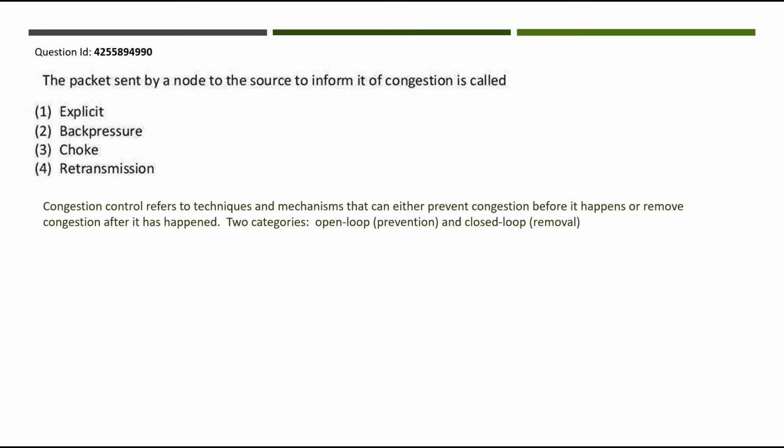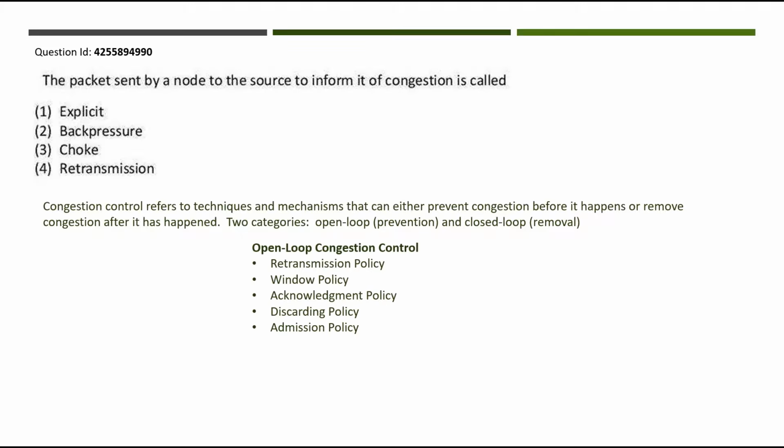Next question. The packet sent by a node to the source to inform it of congestion is called. Congestion control refers to techniques and mechanisms that can either prevent congestion before it happens or remove congestion after it has happened. So we are dividing this into 2 categories. Open loop techniques come under prevention and closed loop techniques come under removal.